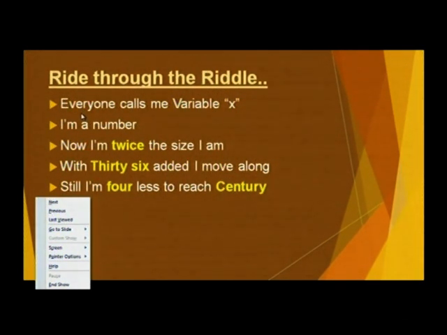So, here is the riddle. See carefully friends. Everyone calls me variable x. I am a number. Now, I am twice the size I am. With 36 added, I move along. Still, I am 4 less to reach the century. Can you understand, friends? Okay, we can see again.